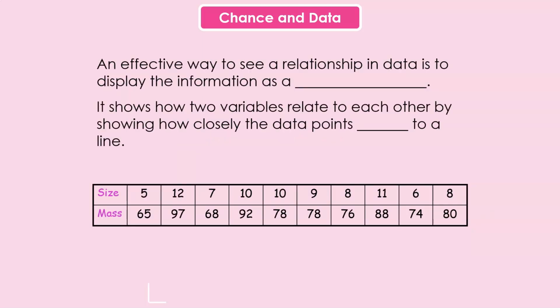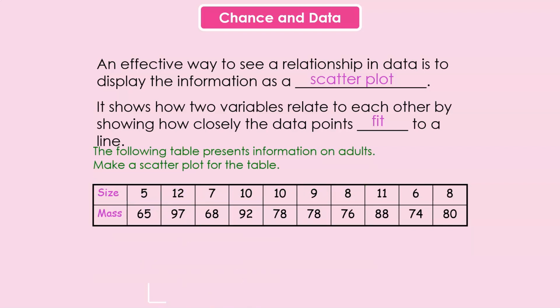So the example we're going to look at is, to summarize, scatter plots are an effective way to see a relationship in data, by displaying the information as a scatter plot to show how two variables relate to each other by showing how closely the data points fit to a line. So it's trying to see if there is a pattern between these two variables, to be able to see any relationship. So here we're looking at shoe size compared to the mass of a person in kilograms. And we're going to present the following information onto a scatter plot.